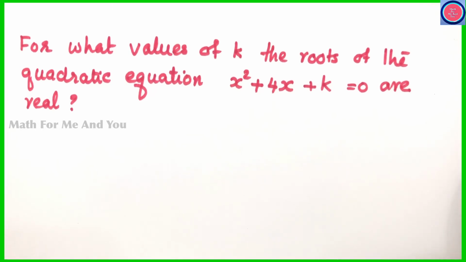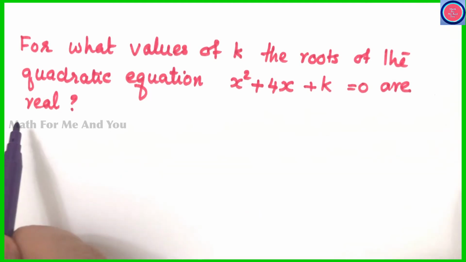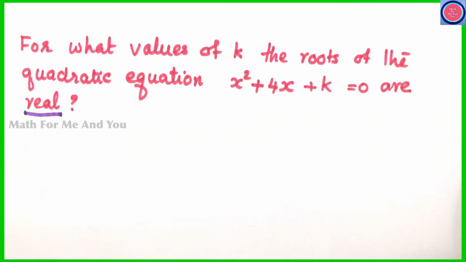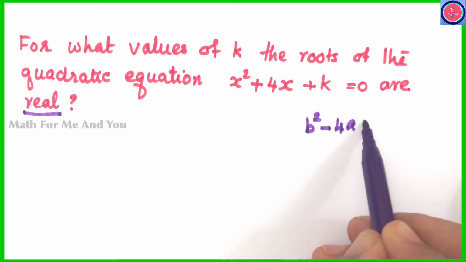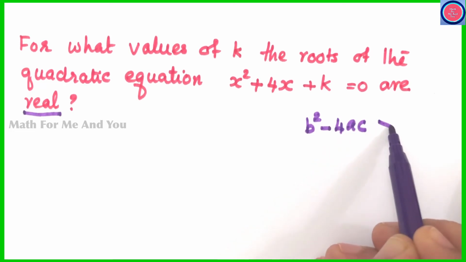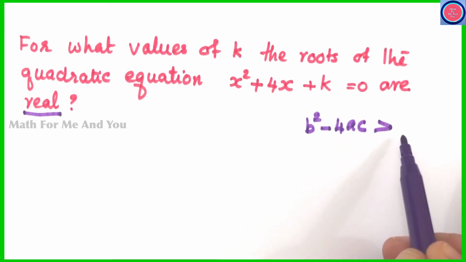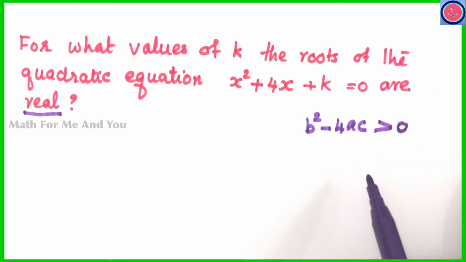Next question. For what values of k are the roots of the quadratic equation x square plus 4x plus k equals 0 real? So what is the condition to get real roots? Discriminant greater than or equal to 0. Greater than means real distinct roots.